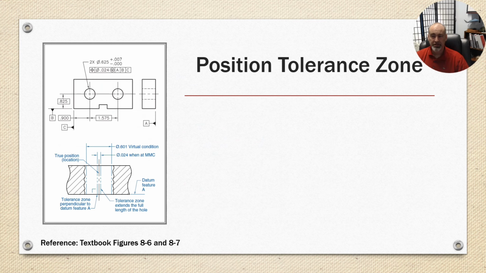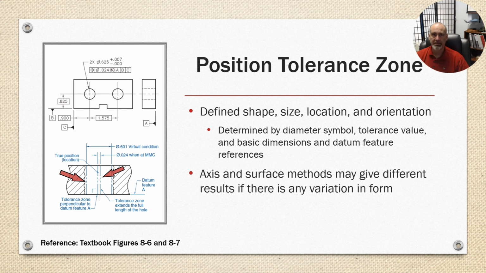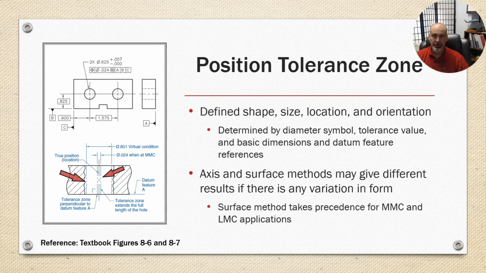Okay, position tolerance zone. Define shape, size, location, and orientation. They're determined by the diameter symbol, tolerance value, and basic dimension and datum feature references. Axis and surface methods may give different results if there is any variation in the form of the feature. So I mean it's the condition of the sidewalls of the hole. And the surface method takes precedence for maximum material condition and least material condition applications.